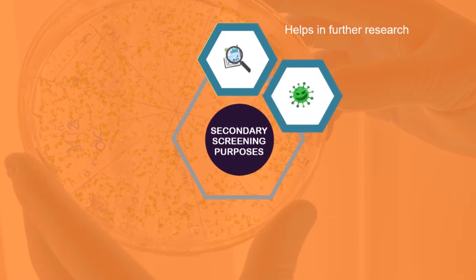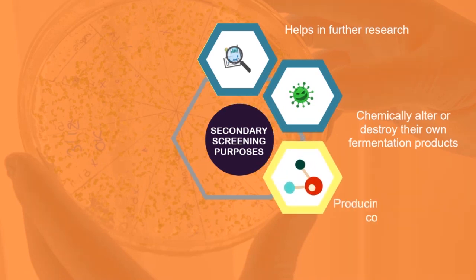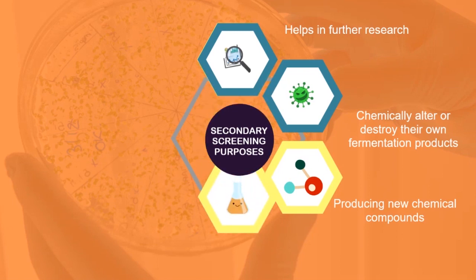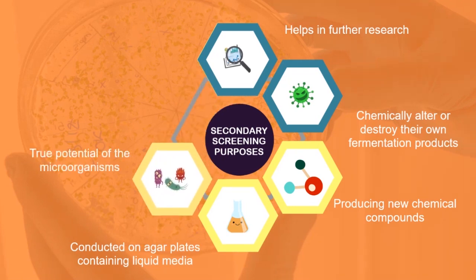Secondary screening should also reveal whether the microorganisms are able to chemically alter or even destroy their own fermentation products. Moreover, it should determine whether microorganisms are actually producing new chemical compounds that are not previously described. Secondary screening is conducted on agar plates, in flasks, or in small fermenters containing liquid media. One of the purposes of secondary screening is that it should give information about the evaluation of the true potential of the microorganisms for industrial usage.